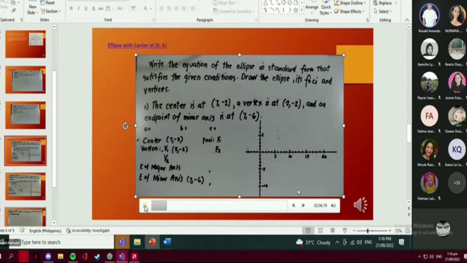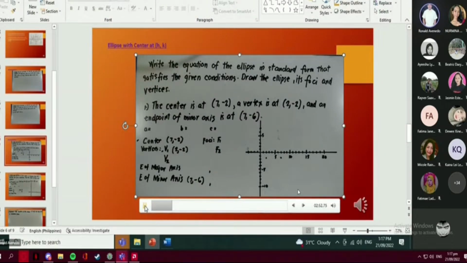After that, plot the given points. The center (7, -2), then a vertex at (2, -2). Since the vertex is at the left of the center, our ellipse is horizontally inclined, meaning pahiga.